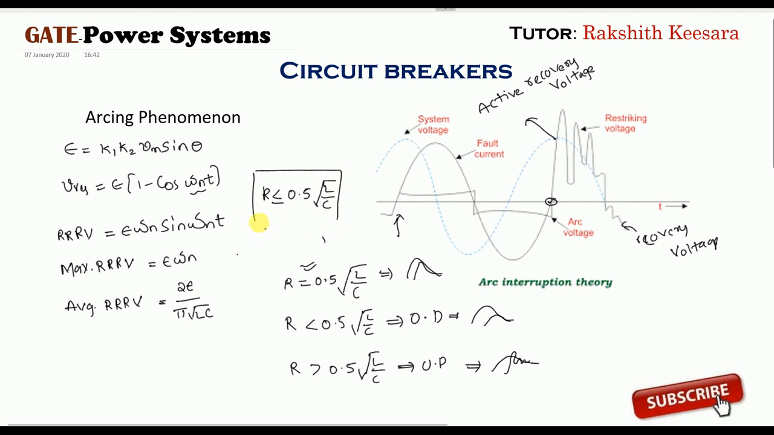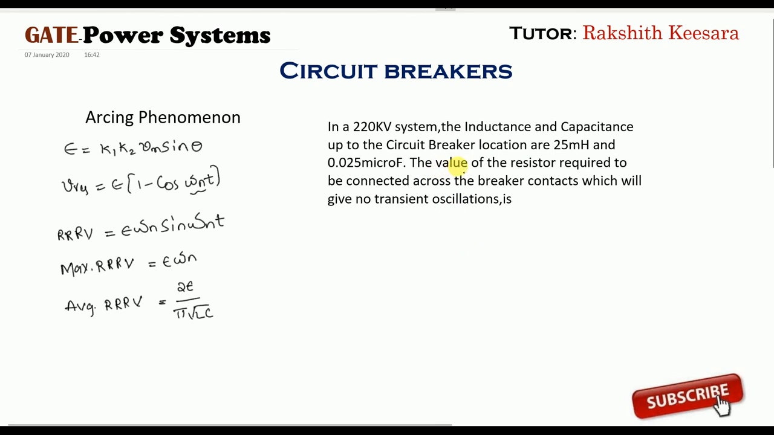You will get directly 1 mark questions from this concept. In this question, he is asking the value of resistor required which will give no transient oscillations. So students, what is the value of R? 0.5 root over L by C. L he mentioned as 25 millihenry, C he mentioned as 0.025 microfarad. I think if you solve this question, you will get the answer as 500 ohm.